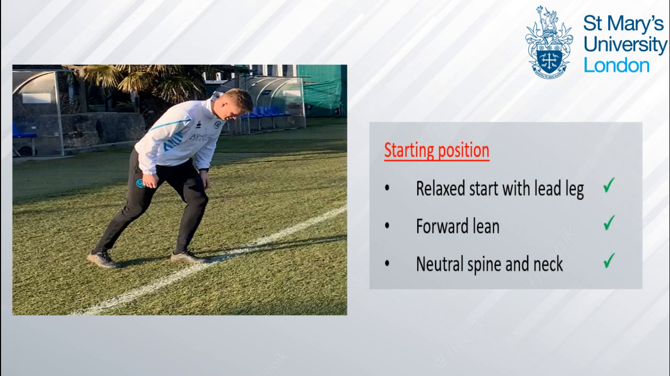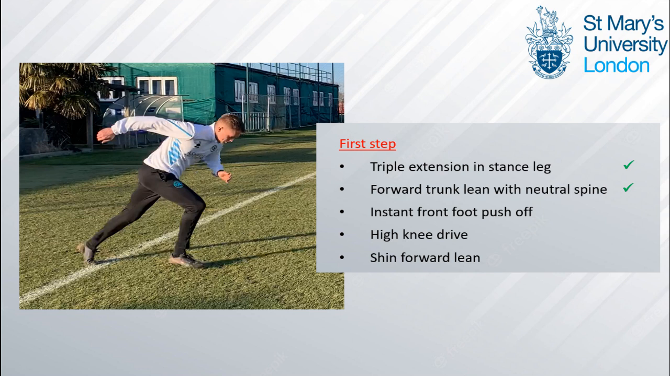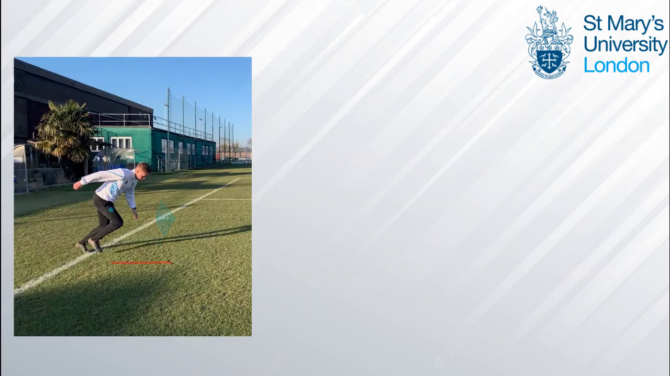Starting with their start position, which is good. They've got a relaxed start with a lead leg out in front, they've got a forward lean and they've got a neutral spine and neck, which then moves into their first step, which is okay. They've got full triple extension in the stance leg. They've got forward trunk lean with a neutral spine, which is good for horizontal force application. However, there is limited knee drive.